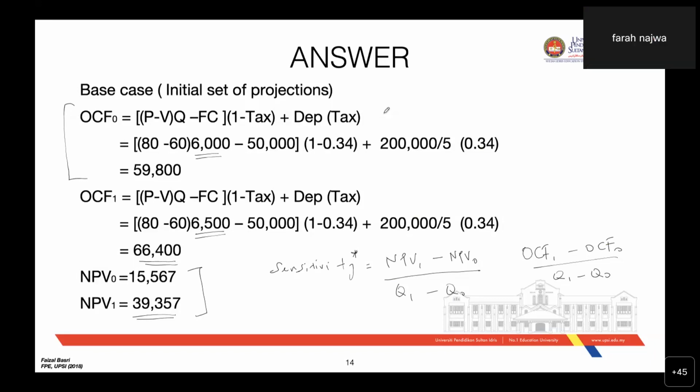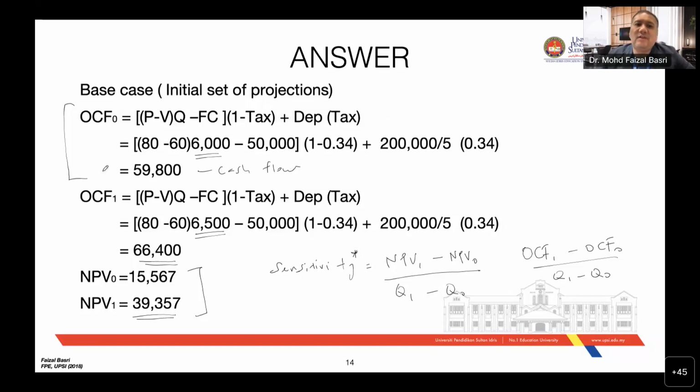Okay, so for the base case scenario, you understand how the OCF is obtained, just use this formula and you get the operating cash flow, 59,800. We will assume 59,800 will be the cash flow every single year for 5 years. So for 5 years in a row, they will generate RM59,800. This is the cash flow.